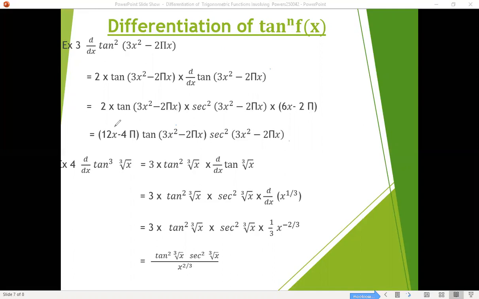So the final answer: 2 times 6x gives 12x, 2 times minus 2 pi gives minus 4 pi. So this would be the constant in front, times the function tan into bracket 3x squared minus 2 pi x, sec squared into bracket 3x squared minus 2 pi x. Last question.